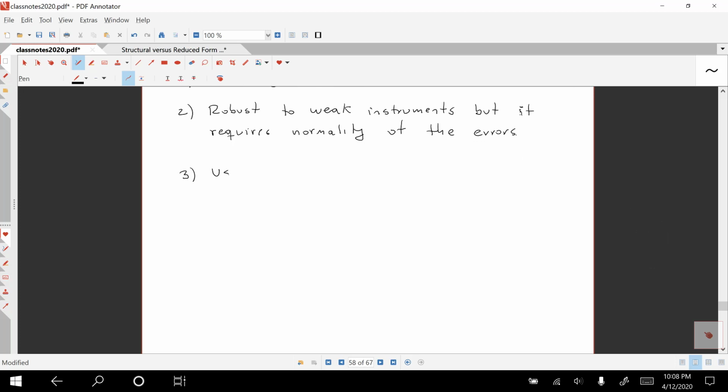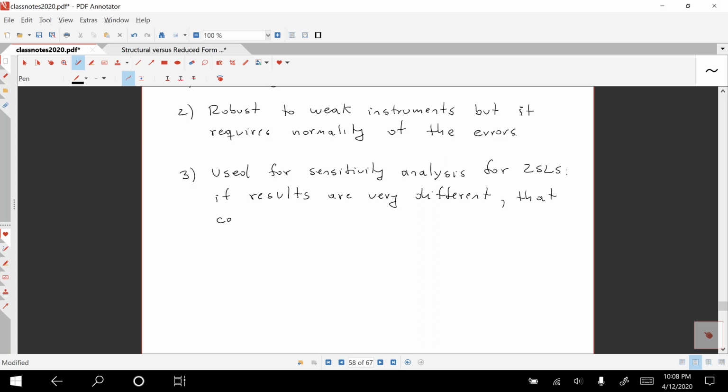And the idea here, you use that estimator mainly for sensitivity analysis for two-stage least square. If the results are very different, that can be seen as evidence of a weak instrument problem.